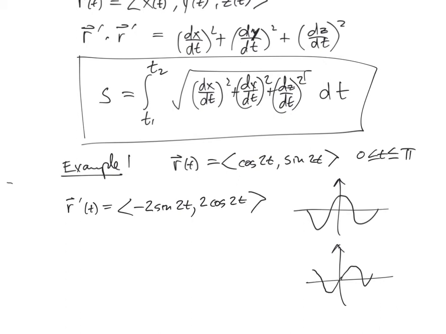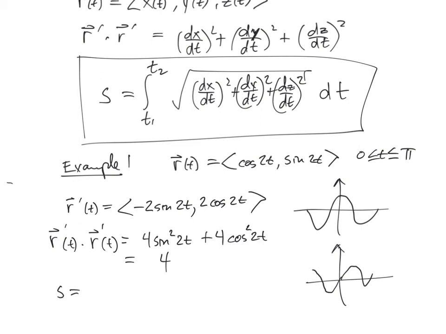Okay, so if I take the dot product of that, what do I get? Well, I get 4 sine squared 2t plus 4 cos squared 2t, which is equal to what? It's just equal to 4, right? Because sine squared plus cos squared is equal to 1. So you take the 4 common factor out. 4 times 1 is 4. Okay, so our dot product is 4.